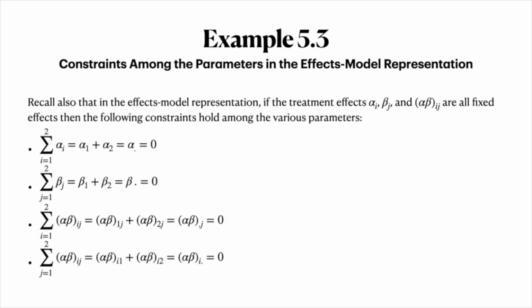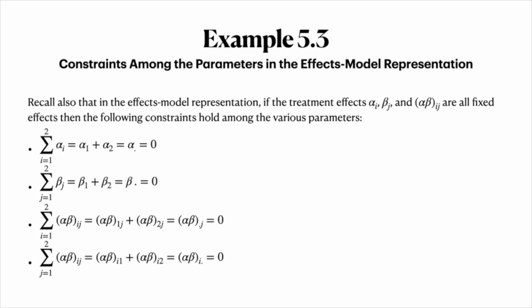Now recall also that in the effects model representation, if the treatment effects, the alpha sub i's, the beta sub j's, and the alpha beta ij's, are fixed effects, then the following constraints hold among the various parameters. So the alphas sum to 0, that is, alpha 1 plus alpha 2 is equal to 0. The betas sum to 0, so beta 1 plus beta 2 is equal to 0. The alpha beta ij's are such that if we sum along either of the two indices, we get 0.